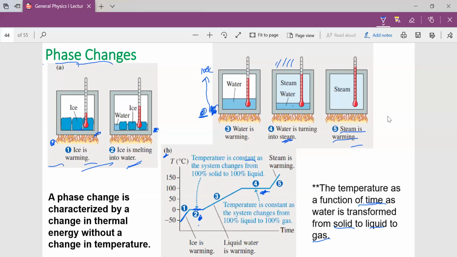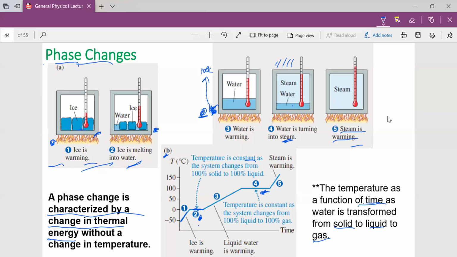So we see that a phase change is characterized by a change in thermal energy, without necessarily a change in temperature, because we see that in terms of the ice becoming a liquid, the temperature at 1 and 2 remained at 0. There's really no change in that temperature. So phase change is dependent on thermal energy change, not necessarily temperature change. We know that thermal energy refers to the sum of kinetic energy being brought into the system, as we have seen before.